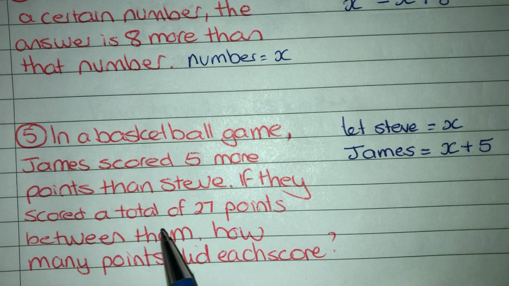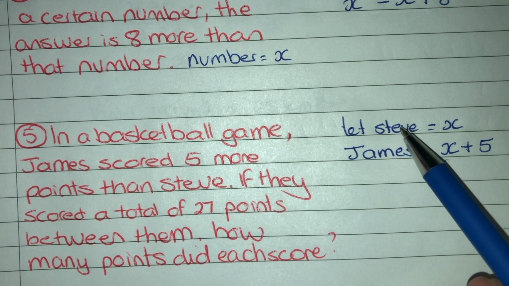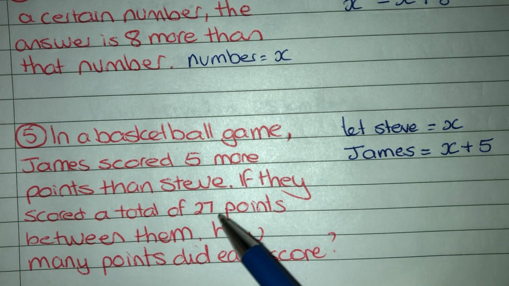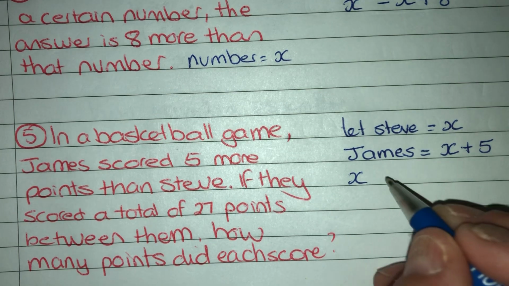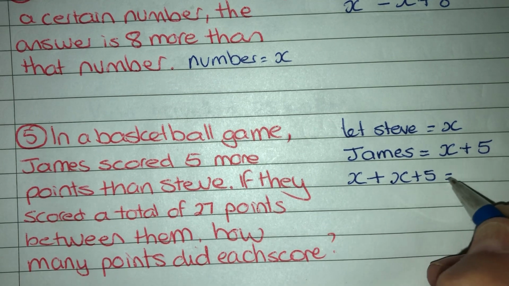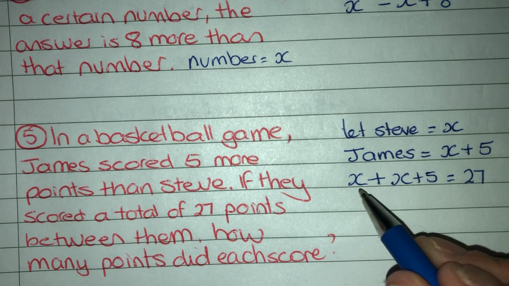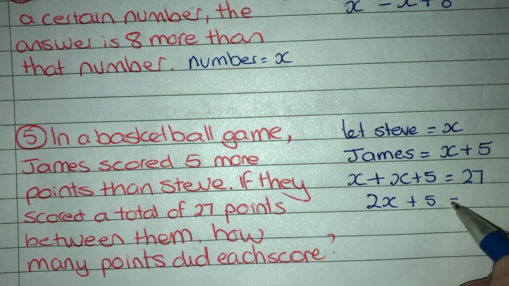Now the question says if they scored a total of 27 points between them, so all together, how many points did each of them score? So we need to add Steve's points and James's points all together and make them equal to 27. So we're going to write down Steve's points, that's X, and we're going to add that to James, which is X plus 5. And all together, they equal 27 points. Now, X plus X is 2X, plus 5 is equal to 27.